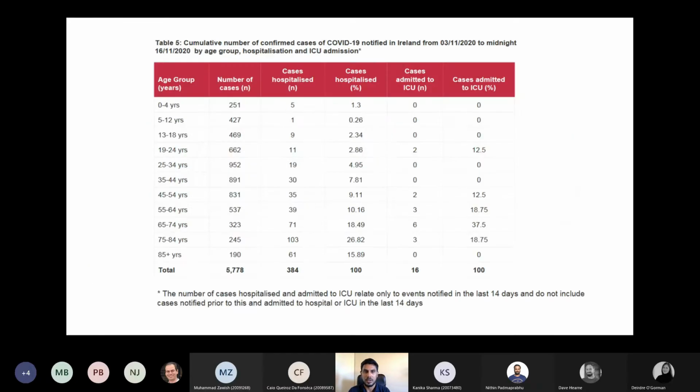According to the statistics collected, for example, from 3rd November to 16th November, you can see in this table, mostly aged people. This table shows some data about the hospitalization based on different age categories. You can see that in the last column, most of the aged people have been admitted to ICU. It means aged people are more susceptible to the virus.